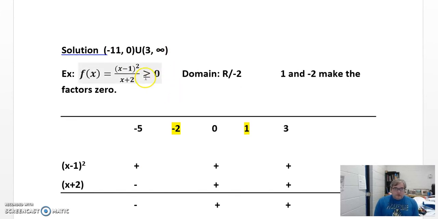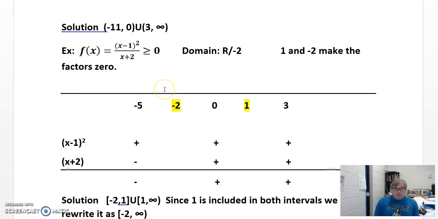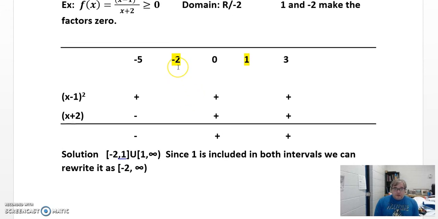This example does ask for greater than or equal to 0. My domain is all real numbers except negative 2, and the only two values that give me 0 on top or bottom are 1 and negative 2. So I draw my number line, I put my negative 2, I put my 1, pick appropriate values.